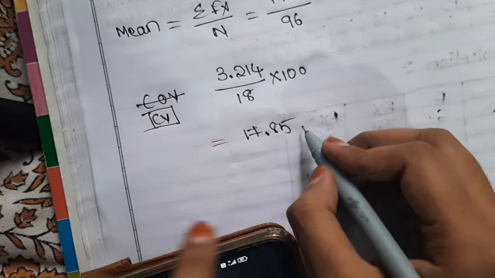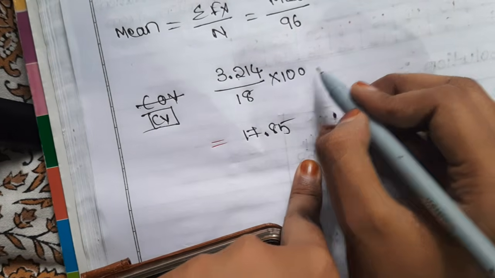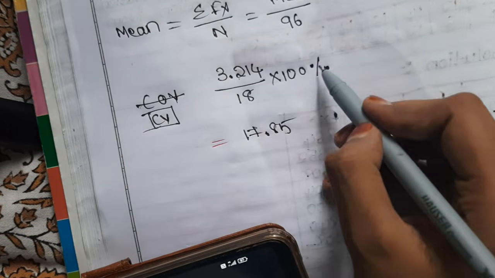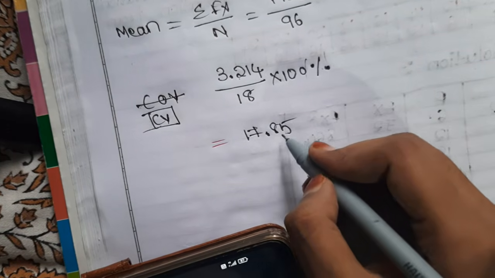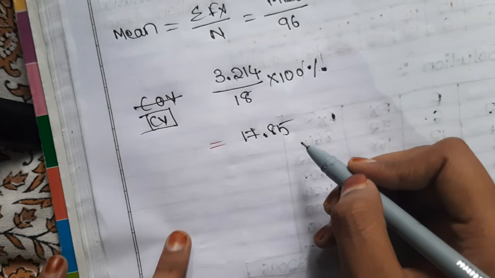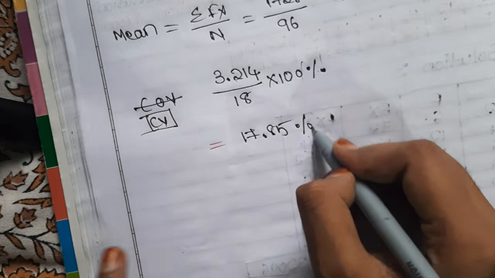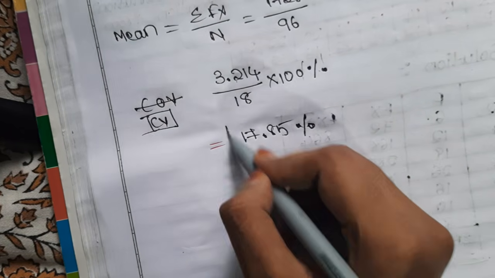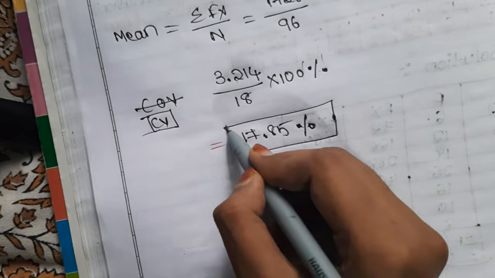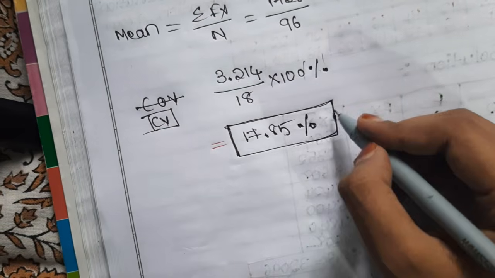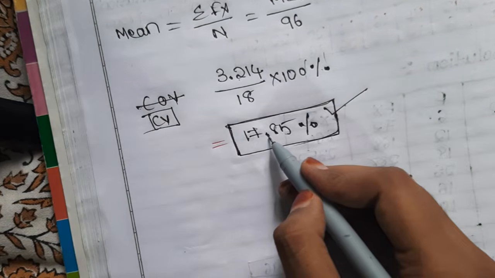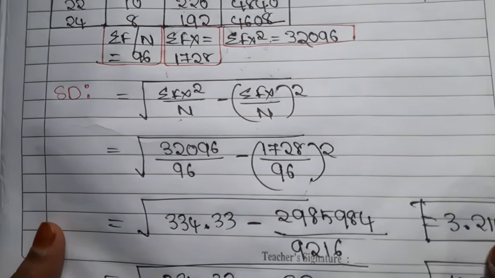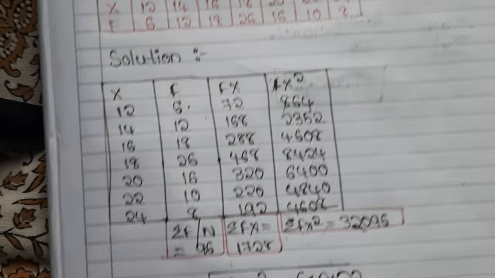So here our answer is 17.85. Always write the coefficient of variation in percentage. You should not perform the calculation of percentage, but the coefficient of variation will be in percentage, so you may try to mention this percentage in the end. So our coefficient of variation is 17.85, and our standard deviation is 3.214. This is really very simple.